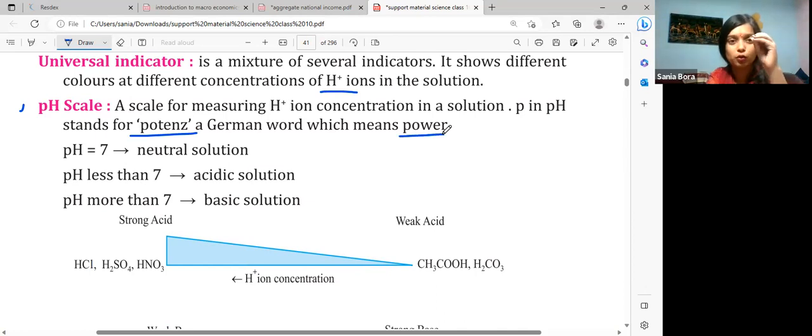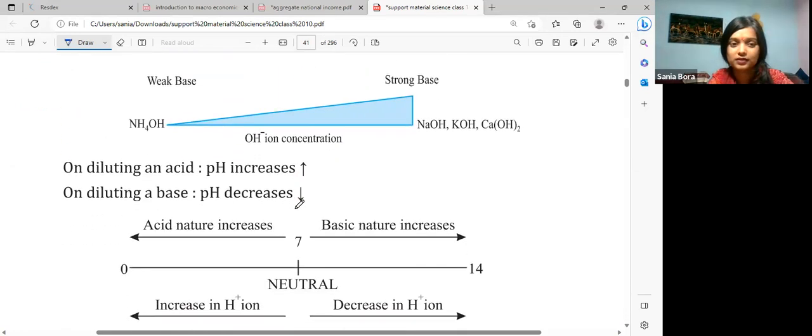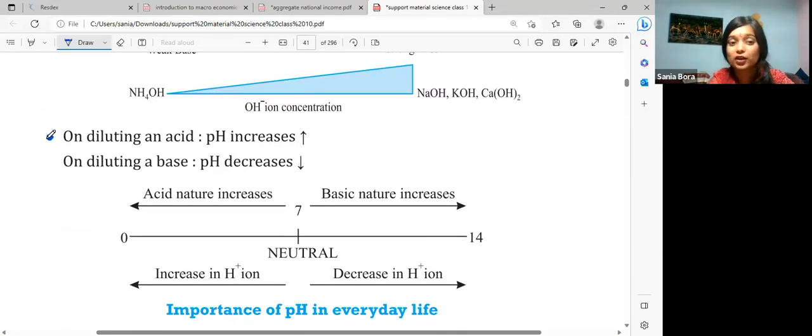So, if you want to know whether an acid is strong or weak, you can use pH. If pH is 7, it is a neutral solution, neither acidic nor basic. But if pH is less than 7, it is an acidic solution. And if pH is more than 7, then it is a basic solution. Clear? Yes, ma'am. Okay. So, remember one thing: on diluting an acid, pH increases.